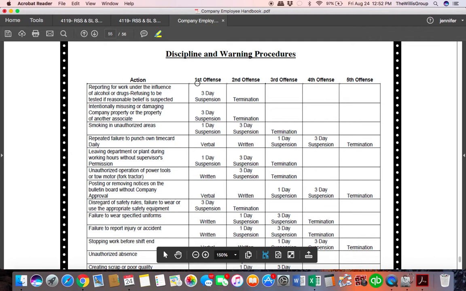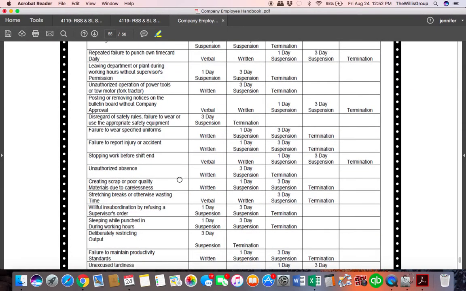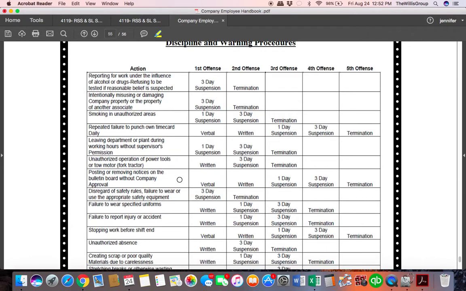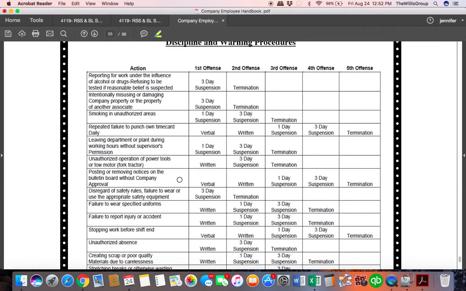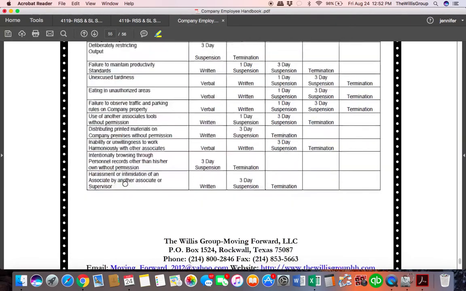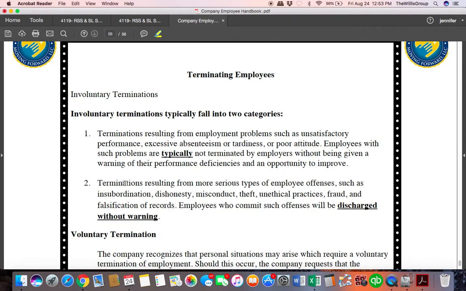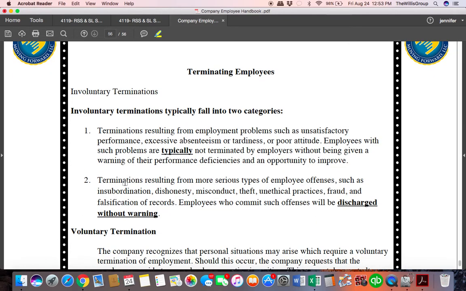Here are some additional discipline and warning procedures that we try to follow in terms of making things progressive. Again, about your first offense, second, third, fourth, and fifth offense. So again, we're following our progressive disciplinary procedures and how we handle these types of things. And again, these are examples. These are in reference to having consideration to severity and the number of times these things have been violated or practiced, should I say. So, we're talking about terminating on page 56, and this is the final page.